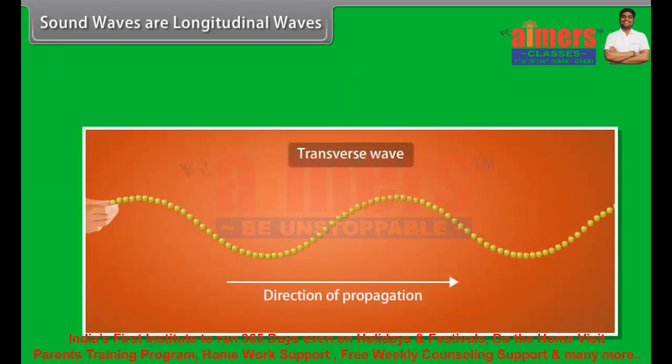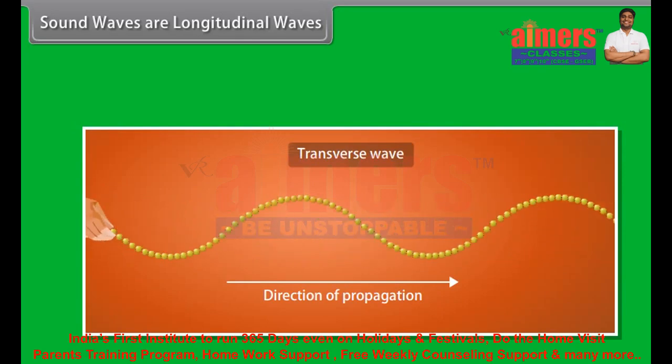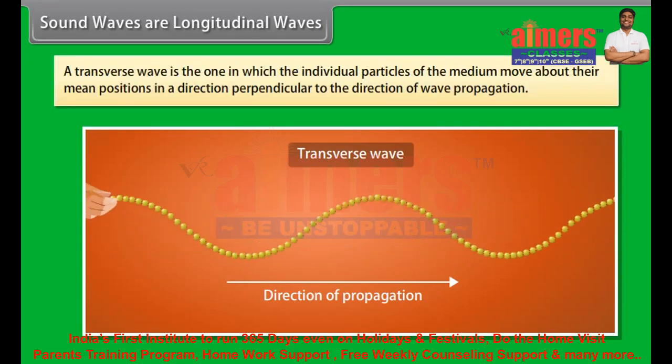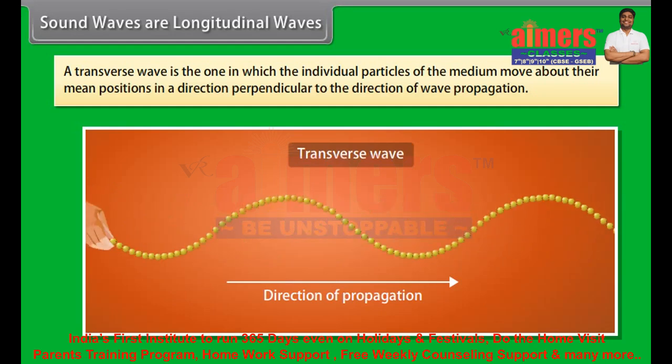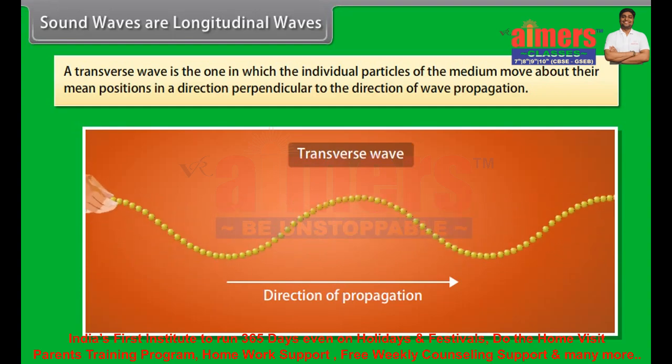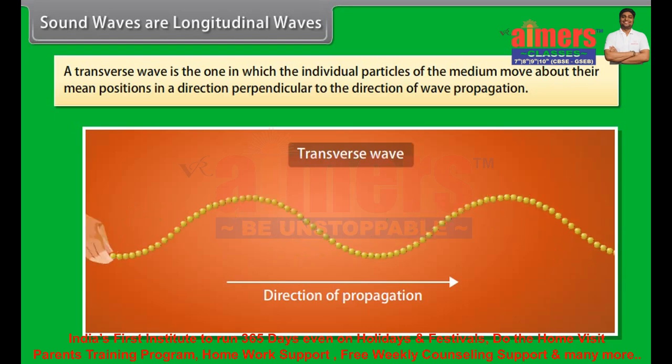There is also another type of wave called a transverse wave. A transverse wave is the one in which the individual particles of the medium move about their mean positions in a direction perpendicular to the direction of wave propagation.